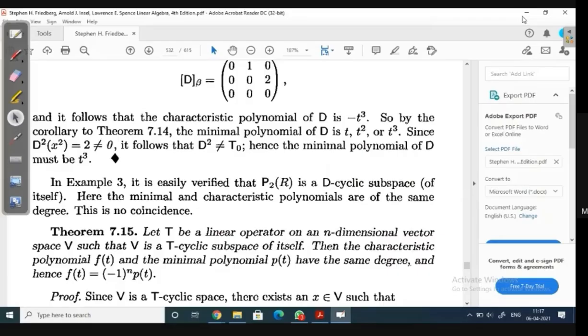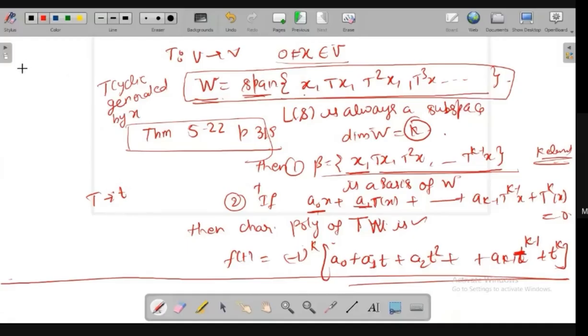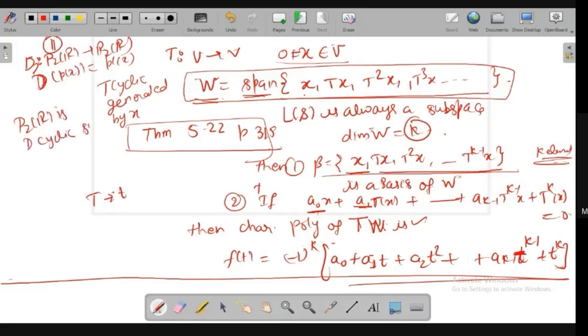Example number 3 says that it can be easily verified that the polynomial space P2(R) is a D-cyclic subspace of itself. In example number 3, the operator D we have defined on P2(R) is such that D of the polynomial p(x) is p derivative of x. We say that this is a T-cyclic subspace, that is, D-cyclic subspace, because D is the operator. Then we claim that P2(R) is a D-cyclic subspace of itself.